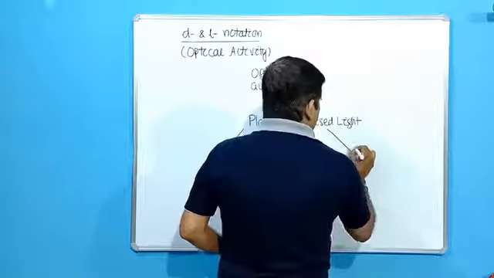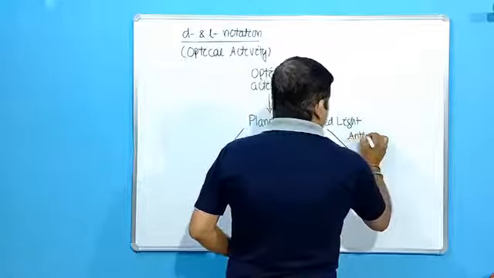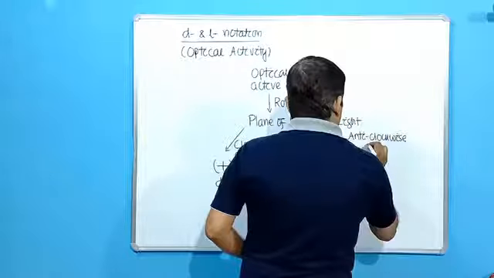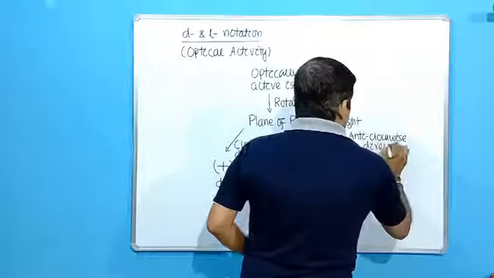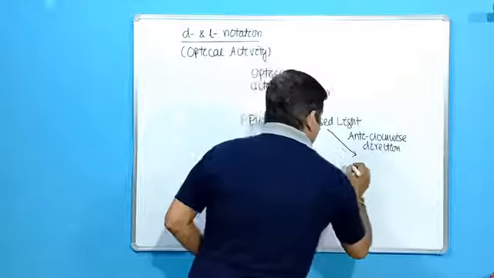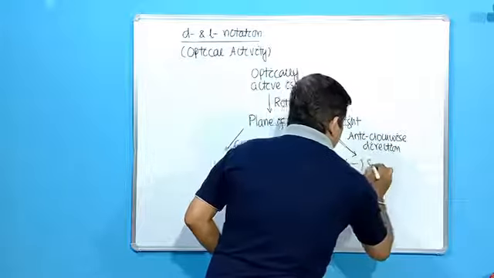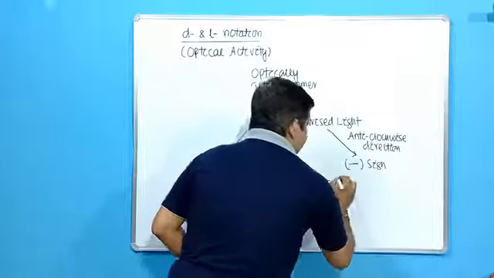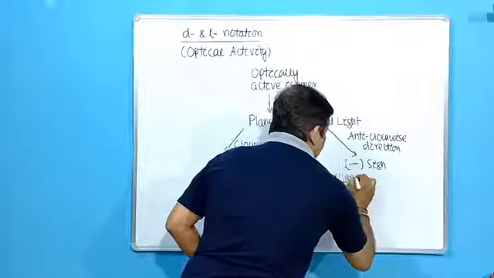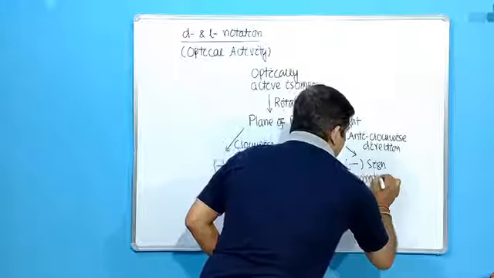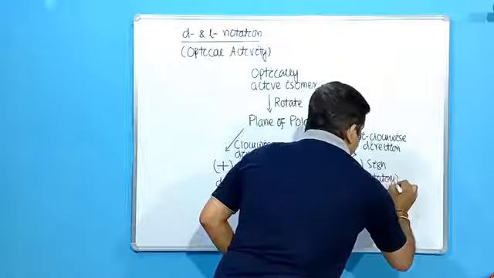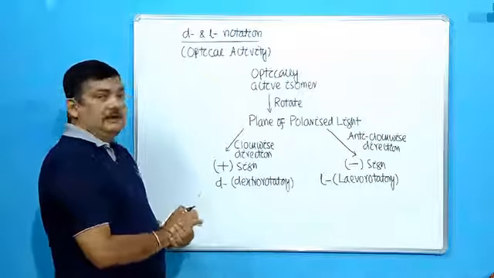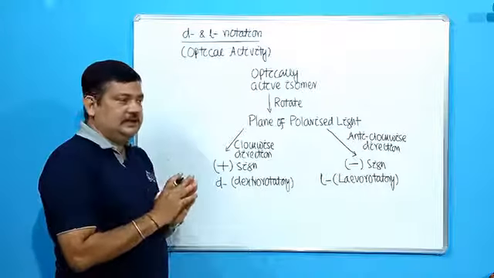Similarly, when the plane of polarized light is rotated in the anti-clockwise direction, then a minus sign, or negative sign, is assigned, or L, which stands for levorotatory. So this is how D and L notations are assigned.